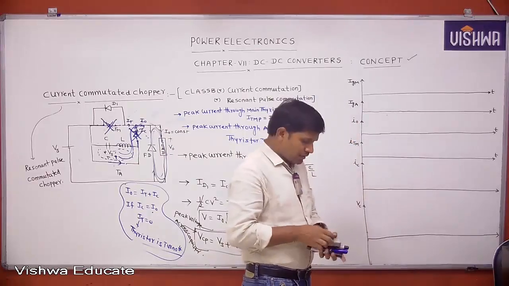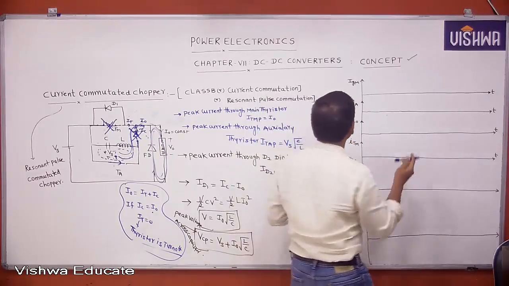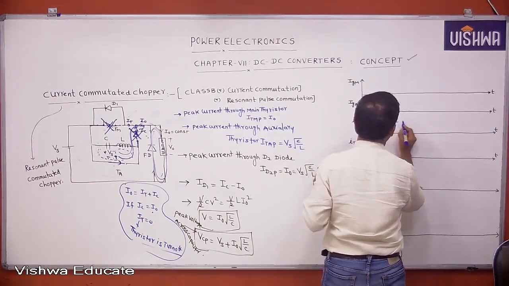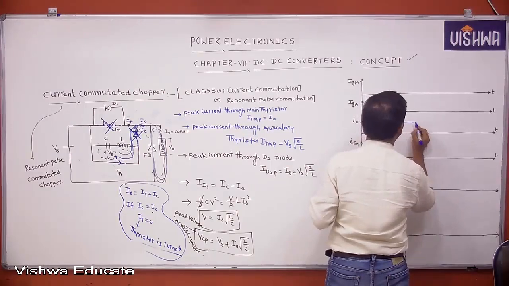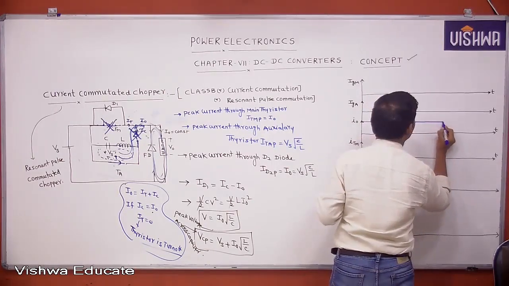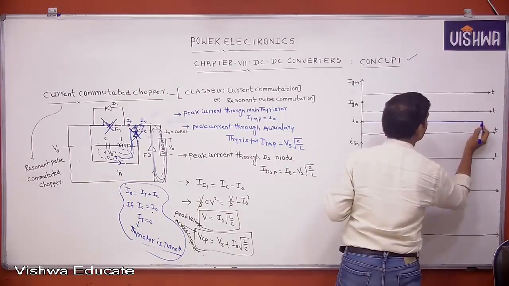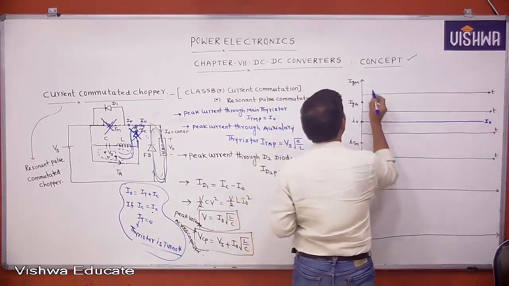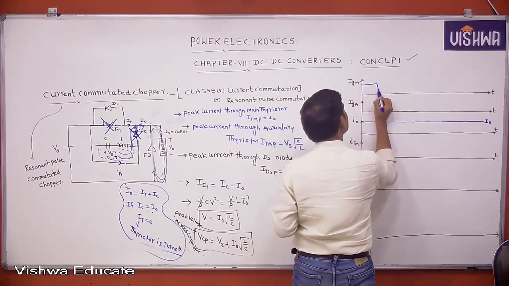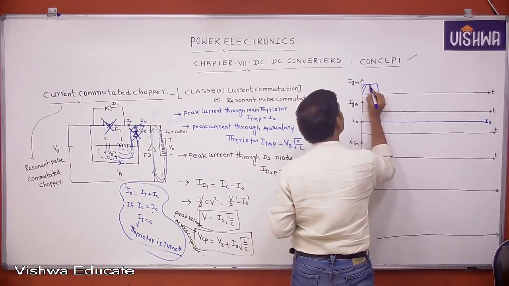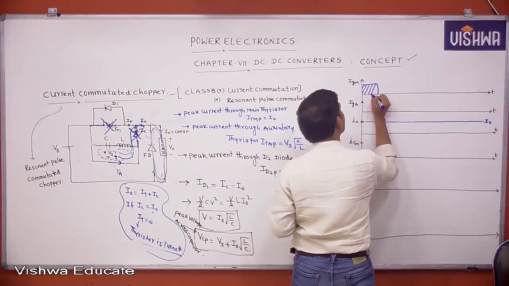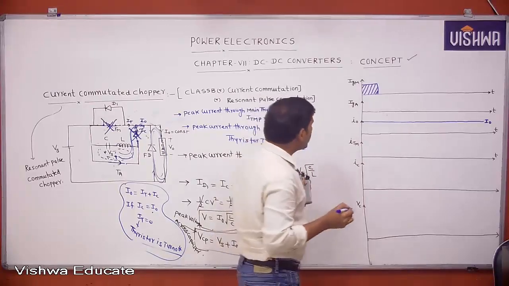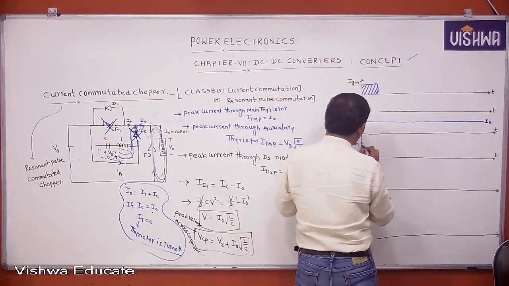We are assuming that we are supplying a constant current to the load. Throughout the analysis, the load current is constant. This I0 remains constant. Now, here the main thyristor is triggered. The triggering pulse is applied to the main thyristor. When our main thyristor is triggered, it applies the current to the load.